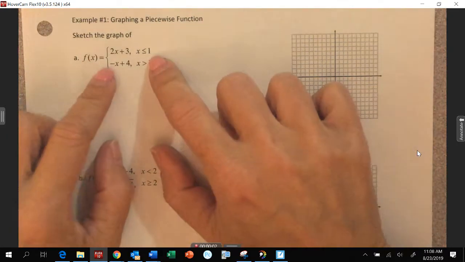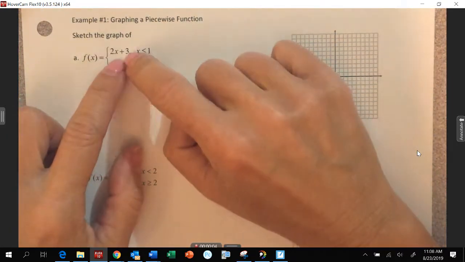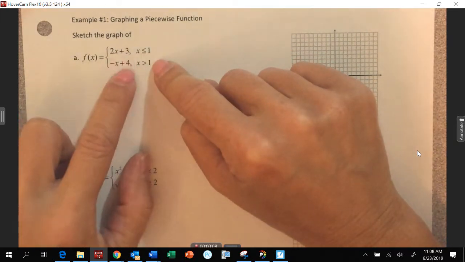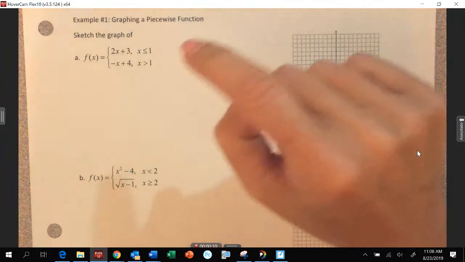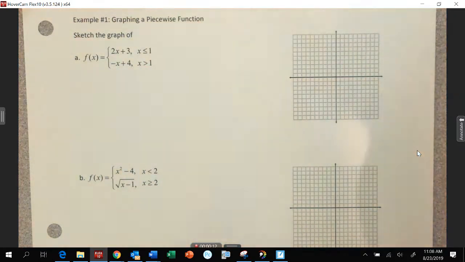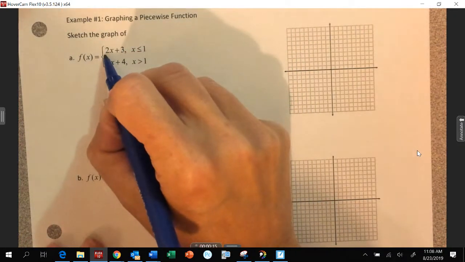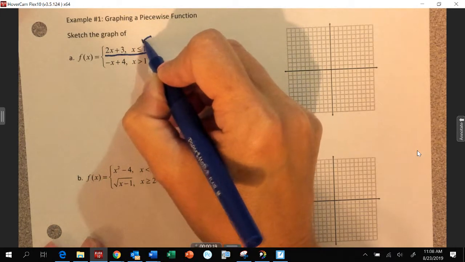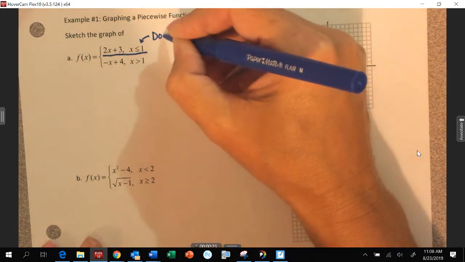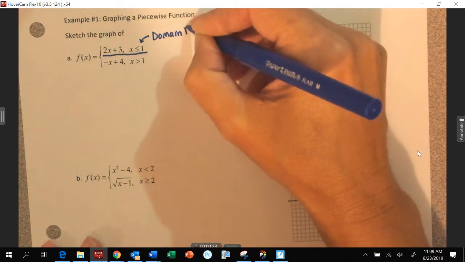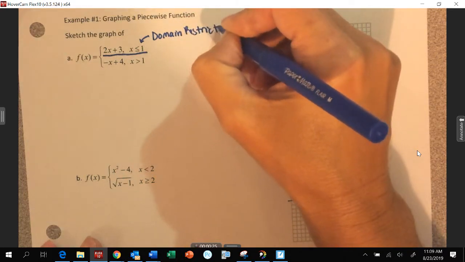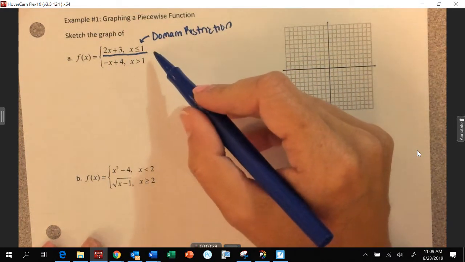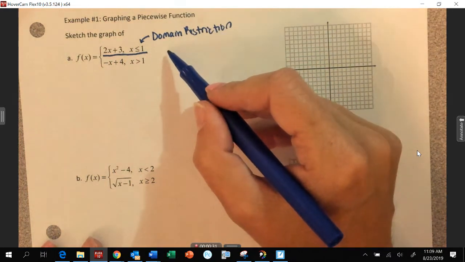All right, so right here, this tells us we have a function, and there's two pieces to the function. After the comma is what's called a domain restriction. So this first piece is 2x plus 3, and then we have a domain restriction. The domain restriction says that I'm only allowed to plot points where x is less than or equal to 1.